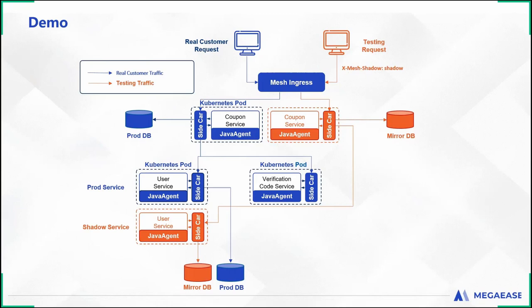Now we have the coupon service and user service replicated, but not the verification code service, because it will eventually call a third-party service to send the verification code to the user's mobile phone. Although the cost of each verification code message is not very high, if we send a lot of requests in the test, it is also a big cost. Therefore, we hope not to send the verification code. This requires the mock feature we mentioned just now to mock the verification code instead of replicating it directly.